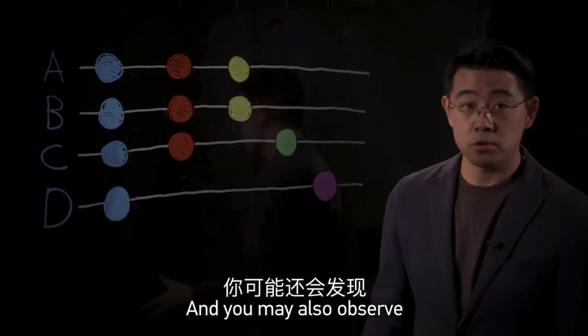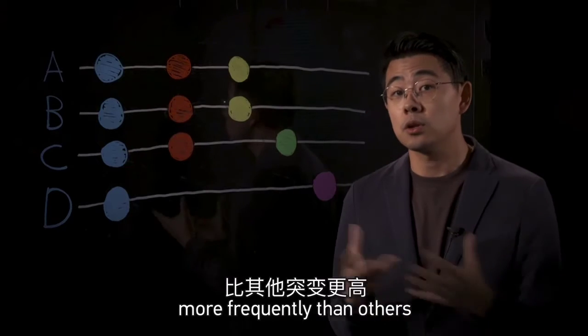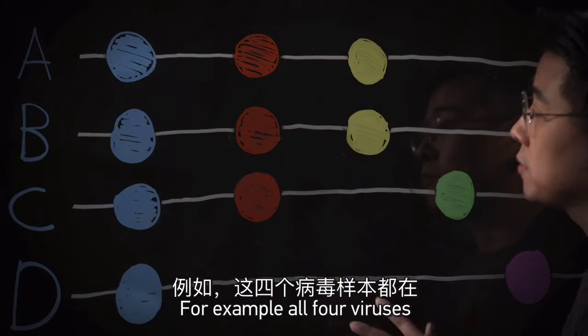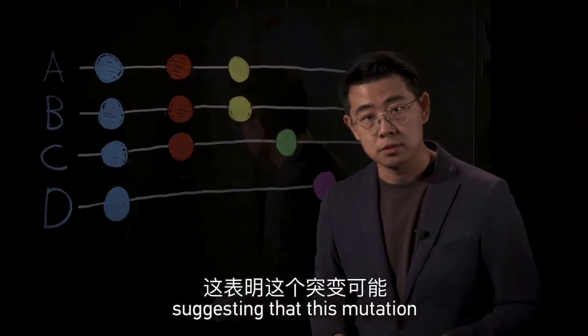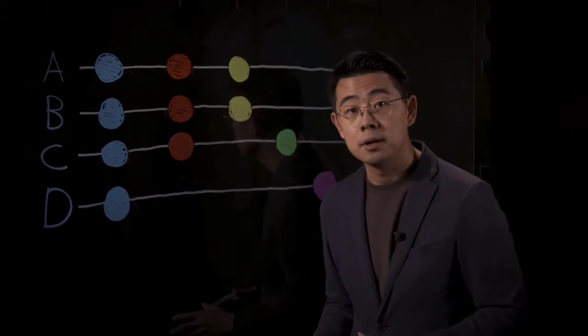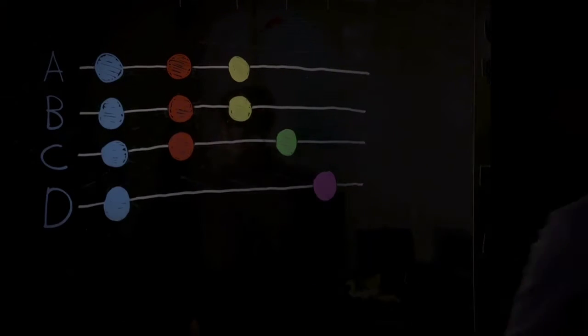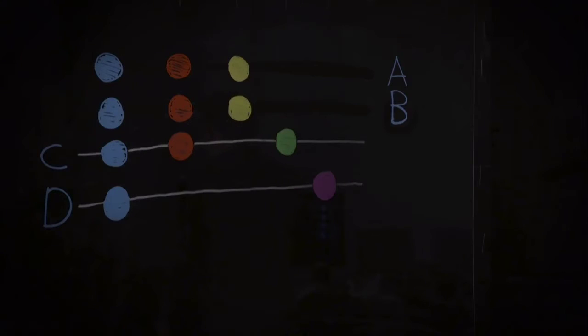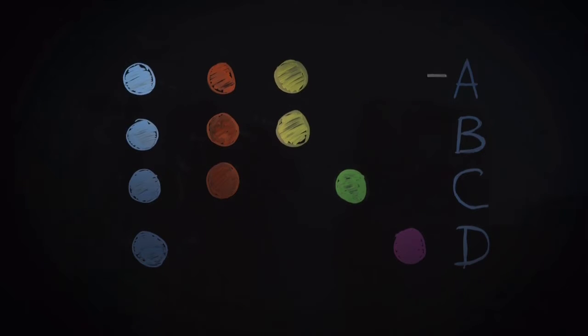And you may also observe that mutations in some spots just show up more frequently than others. For example, all 4 viruses share the same mutation in the same position, suggesting that this mutation might belong to the common ancestor of all 4. Based on those principles, scientists can build up a genetic tree for those 4 samples.